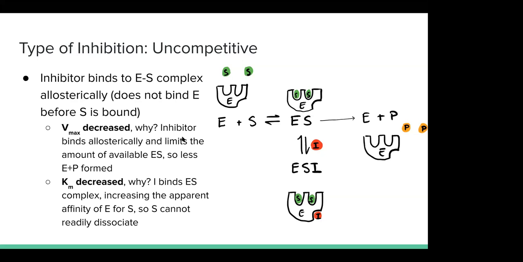And Km in this case will decrease as well, because when the inhibitor binds to the enzyme substrate complex, it's increasing the apparent affinity of the enzyme for the substrate. If you look at this picture here, the substrate cannot readily dissociate from the enzyme. Like I said before, it's trapped in the active site. And because the inhibitor is also there, less product will be formed, which is why I drew this arrow very thinly to represent less product being formed. Does that make sense for everyone?